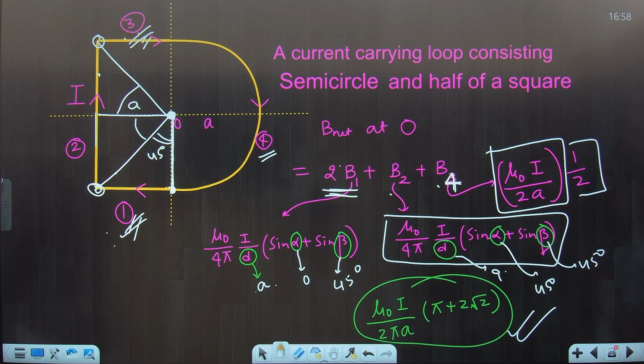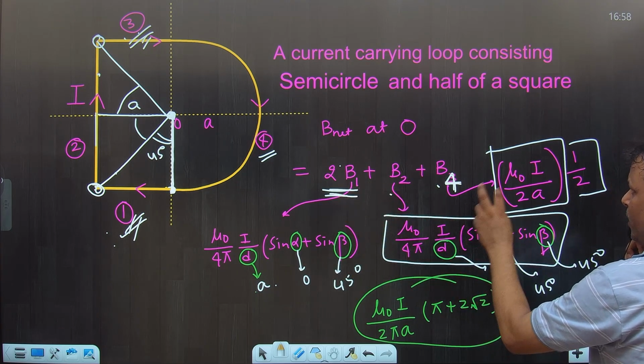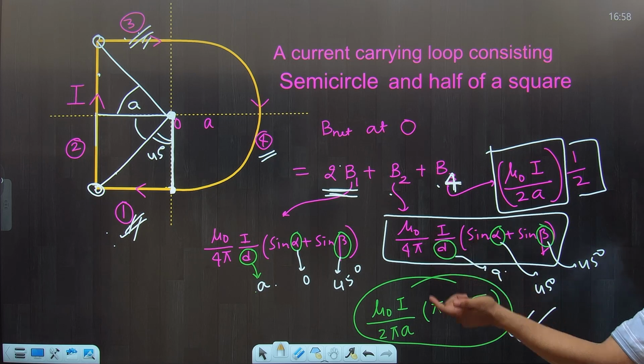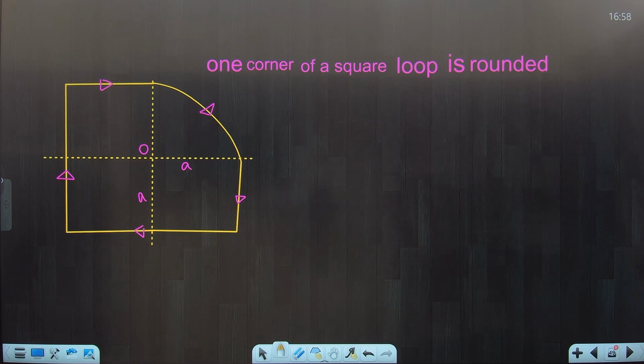I will suggest you to pause the video to calculate 2B1, again B2 and B4. You must check whether your answer is correct or not. This is the answer. So you must match your answer with this one, right? So it is a combination of linear and circular magnetic field wires. Now we should come to the next.